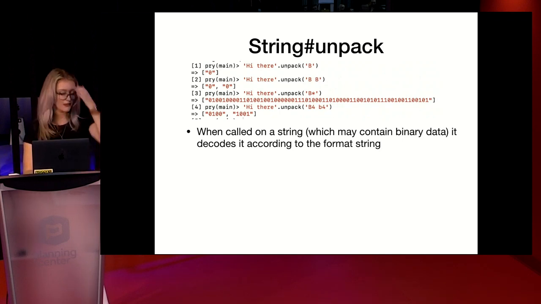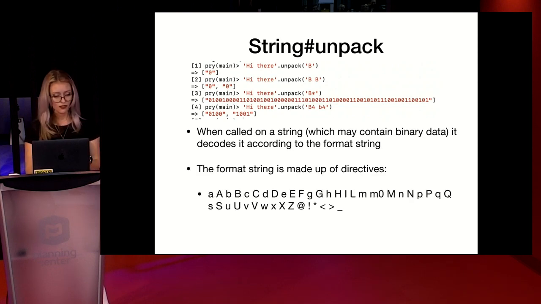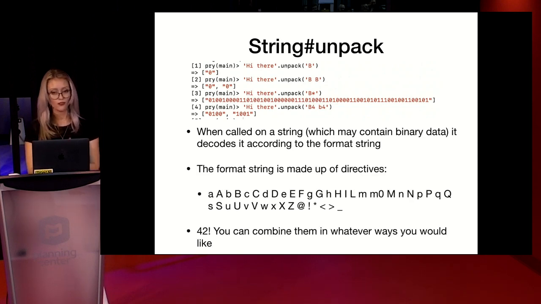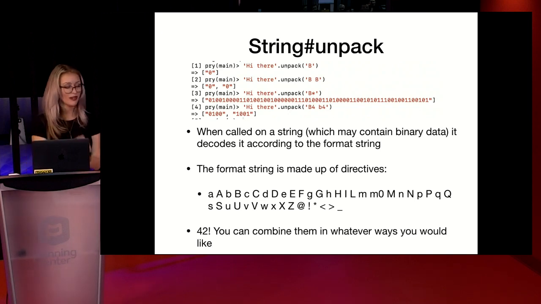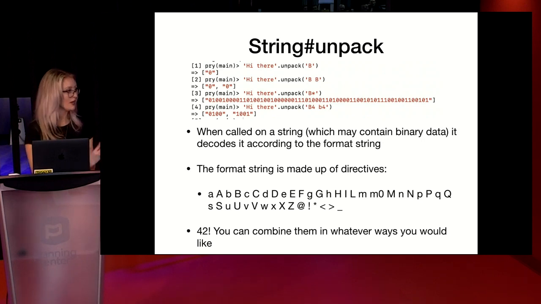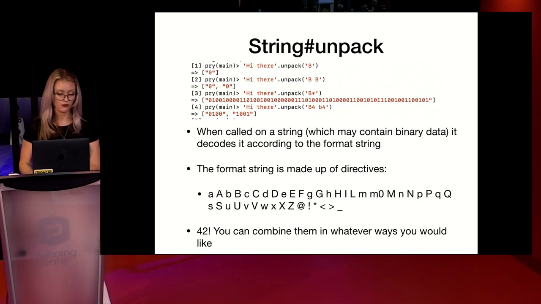So the format string is made up of directives, and there are 42 different ones you can choose from. 42. Why? I don't know. But you can mix all of those. If you wanted to mix a binary and a hex and whatever else there is, you are free to do so. Yeah. No lowercase c. No, none for you. And while unpack will always return an array of values, depending on what directive you use in your format string, the values in your array can be integers, floats, or strings.